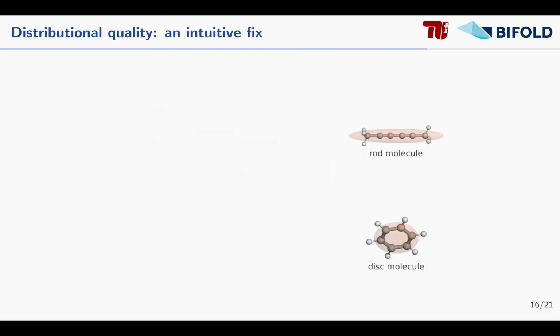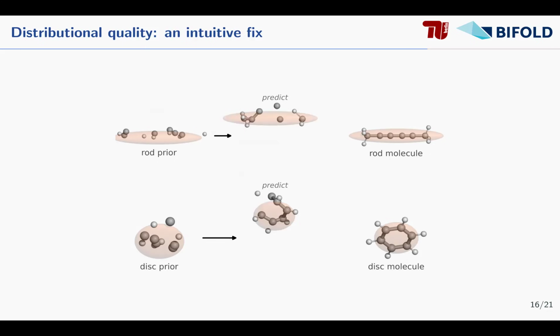I want to showcase the idea on the slide. Imagine we have one rod-shaped molecule and one disc-shaped molecule. The rod-shaped molecule is very elongated and the disc is flat and round. If we want to sample a rod-like or disc-like molecule, we could just start with a prior which is already in that shape. So that's what we do here. We sample some isotropic Gaussian noise, and then we squeeze and stretch it to match the shape. Then we start from there and make a prediction with GPFF.